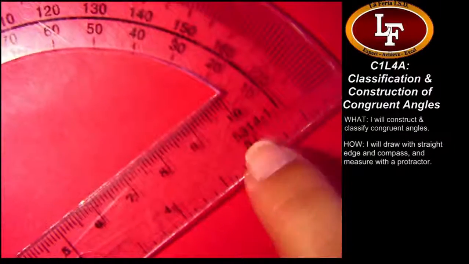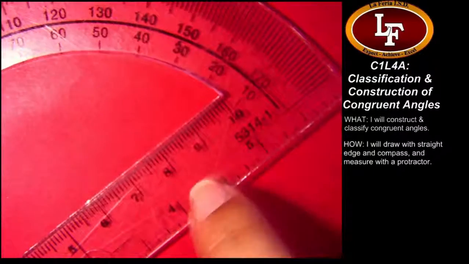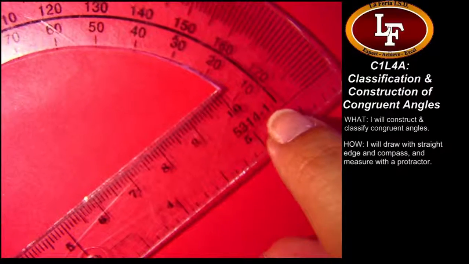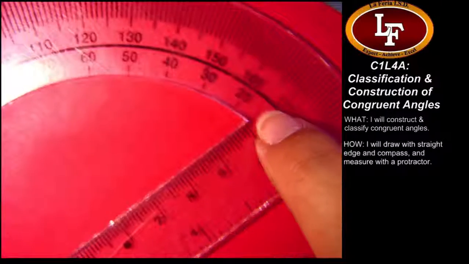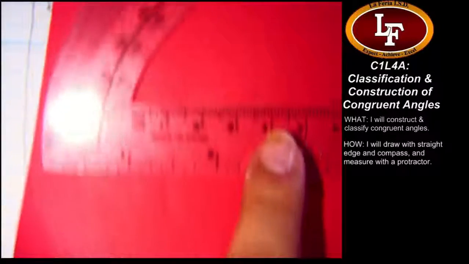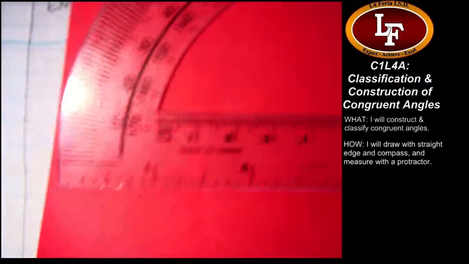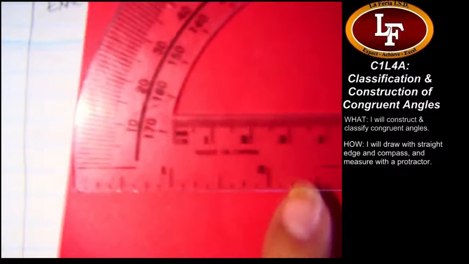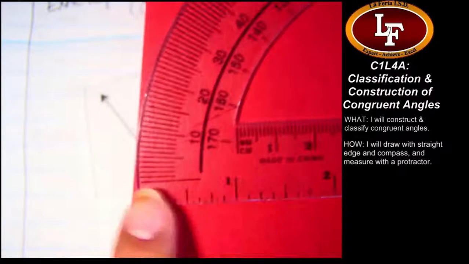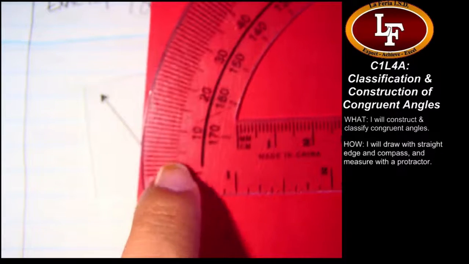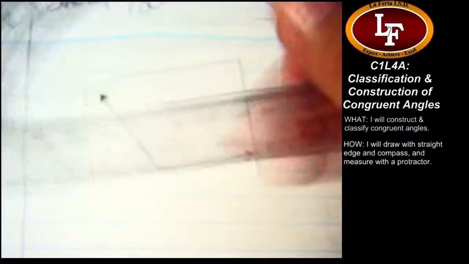If my angle is opening this way, then I'm going to read the inside numbers, 0, 10, 20, 30, and so forth. If my angle, however, opens the other way, trying to do this so that there's no glare, not going to happen. That's why there's two sets of numbers. So we'd read along the top. Okay? All right. Let's go ahead and read this one.